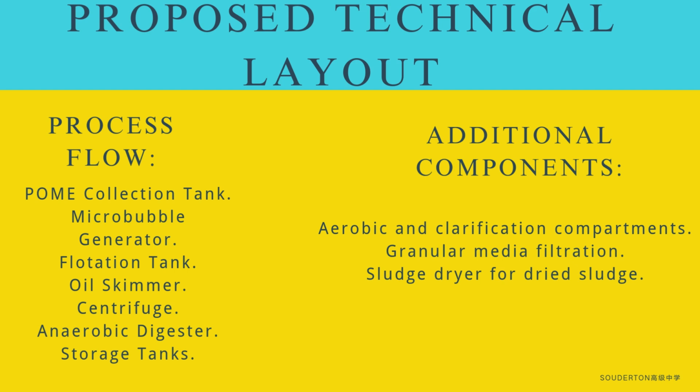The proposed technical layout for treating palm oil mill effluent POME begins with a POME collection tank, which stores raw effluent before processing. The effluent is then directed to a microbubble generator, where microbubbles attach to oil droplets, forming aggregates that rise to the surface in the flotation tank. An oil skimmer collects these aggregates, recovering the oil.